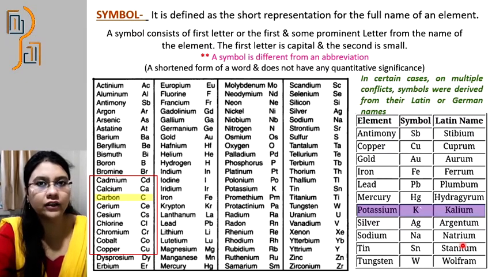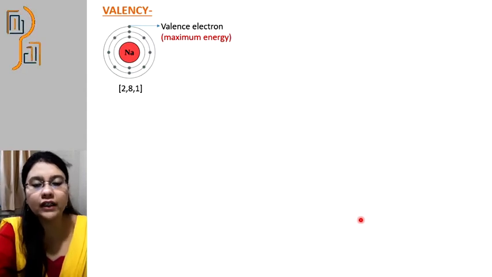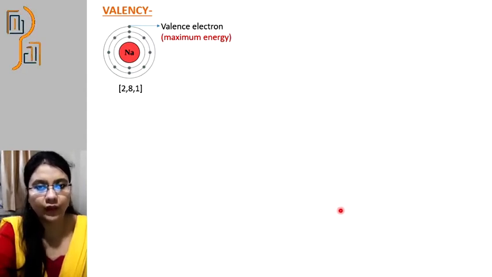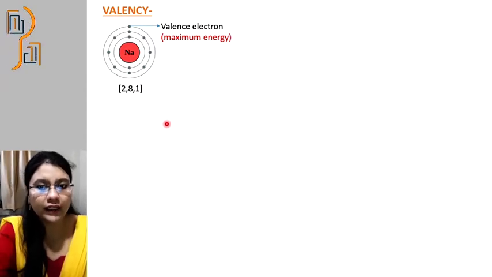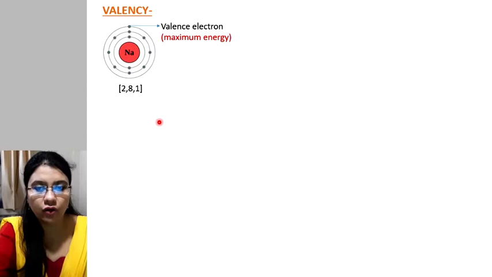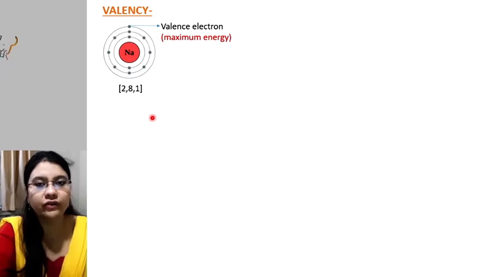After understanding the concept of symbol, let us proceed to valency. Valency is basically the combining capacity of an element. In our junior classes, you must have studied that all elements have a certain set of electrons which are arranged in particular orbits. And that arrangement of electrons in orbits was termed as electronic configuration, which was based on a particular rule. The details of that rule we will discuss in our upcoming videos.